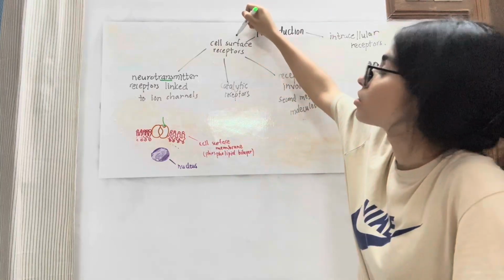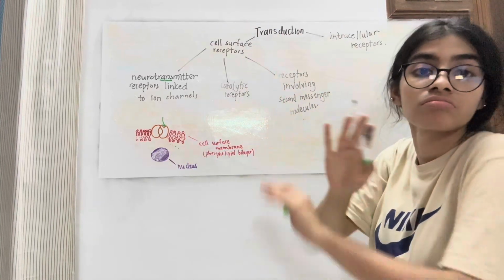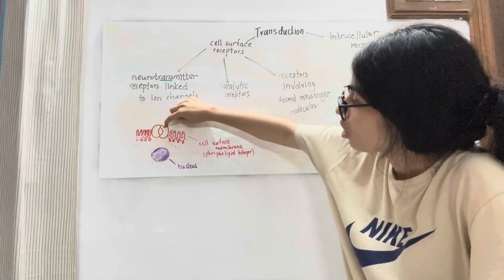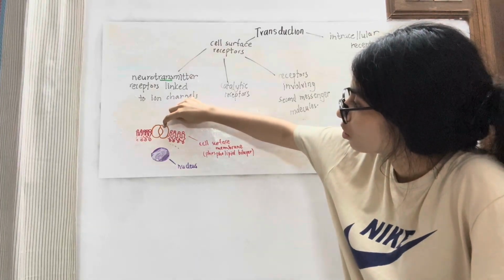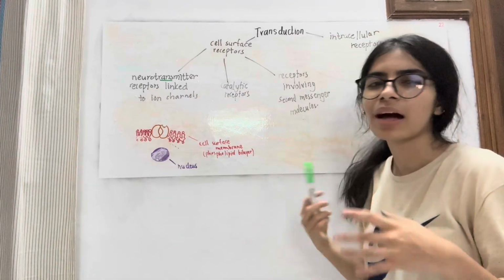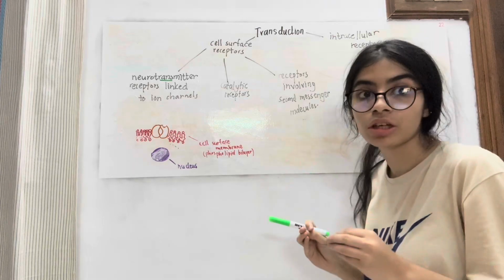That is cell surface receptors in transduction. Okay? Now, let's talk about catalytic receptors. Now, you've had a lot of sugar, right? A lot of sugar, right?